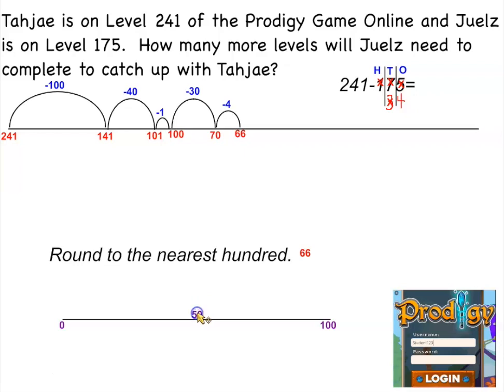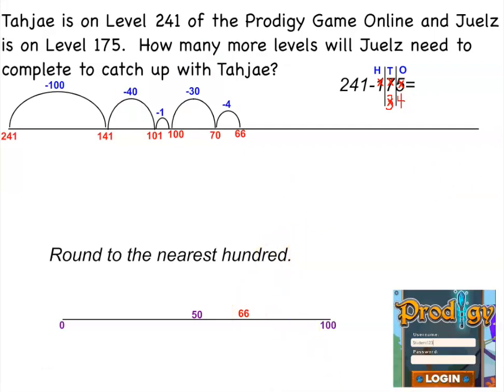So now I've got to figure out, where does 66 go? Does it go closer to 0 or closer to 100? Well, I know that if I'm at 50 and I hop 10, I'll be at 60. But then I've got to go up a little bit more to get to 66. So let's look at where 66 is on our rounding number line. Is 66 closer to 0 or is it closer to 100?